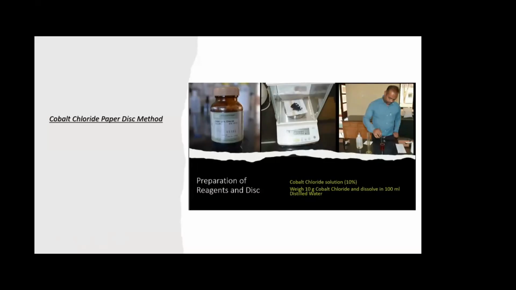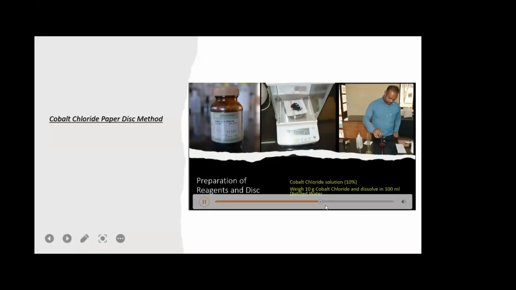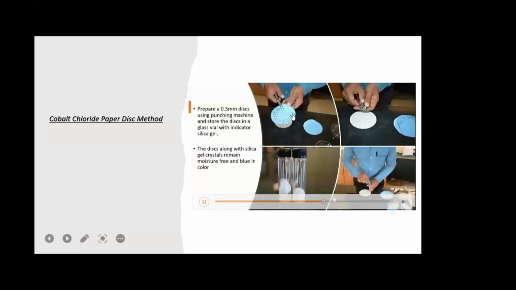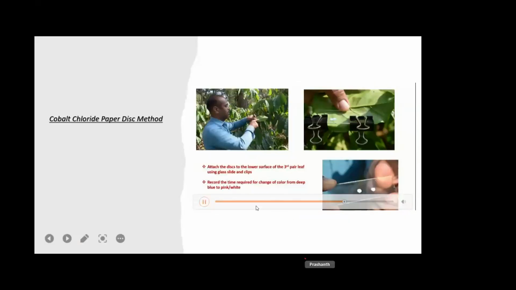After making the solution, we make the discs with the help of a punching machine, which is available in our home or in the office. You can take that and make the discs by punching these papers. And you have to store them in glass vials with silica gel. And you have to attach this to the third pair of the leaf using the glass slide lids and record the time required for change of color from deep blue to pink or white.